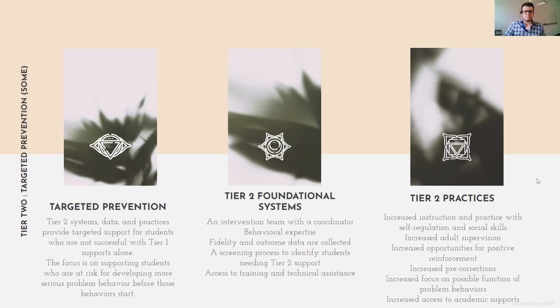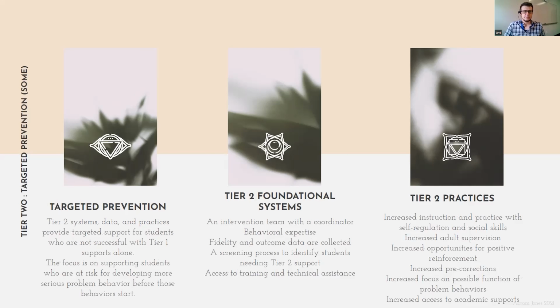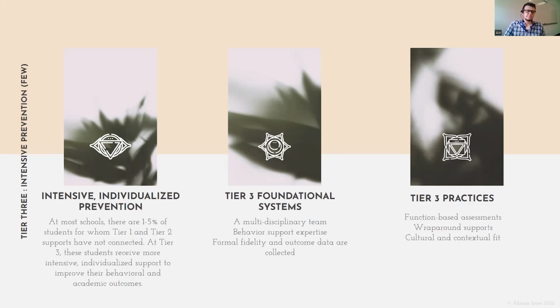Okay, so if we go back to Tier 1, we've got something that appeals to all, right? Next is something that applies to some. Tier 3 is something that applies to few. This one's called intensive prevention. This one's about intensive individualized prevention.